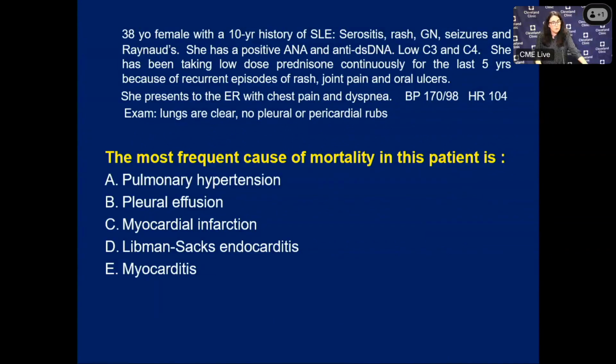The most frequent cause of mortality in this patient is A, pulmonary hypertension, B, pleural effusion, C, myocardial infarction, D, Libman-Sacks endocarditis, and E, myocarditis. Please key in your answer.